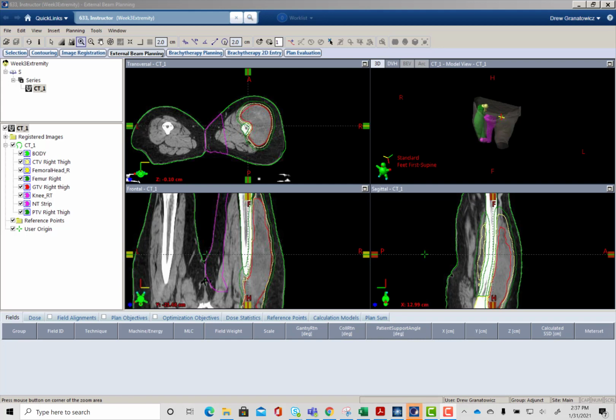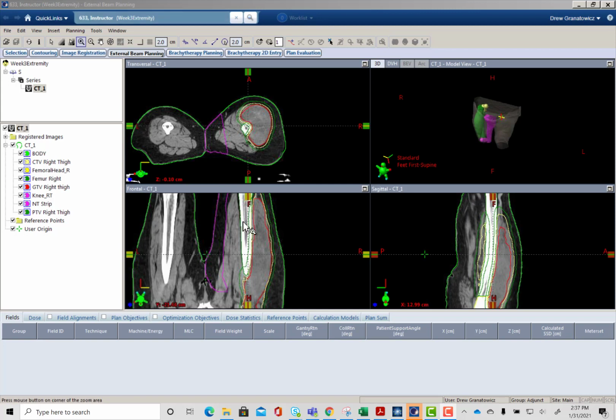Hey everybody, this week we're going to start getting into IMRT, or for this week more specifically VMAT. So we're going to start with Extremity. It's a really easy, simple one to get started with, just to get the basics down of how to create one of these plans, and then we'll gradually get more and more complicated as the weeks go by.